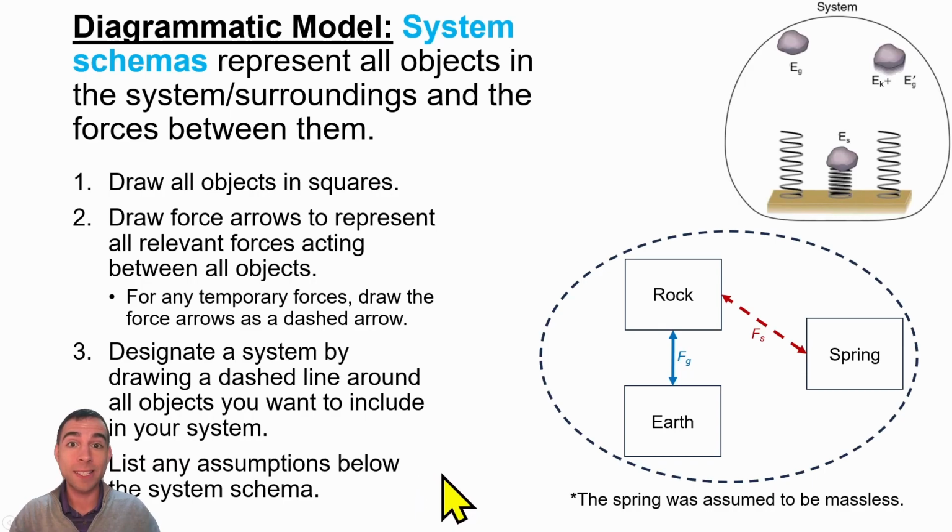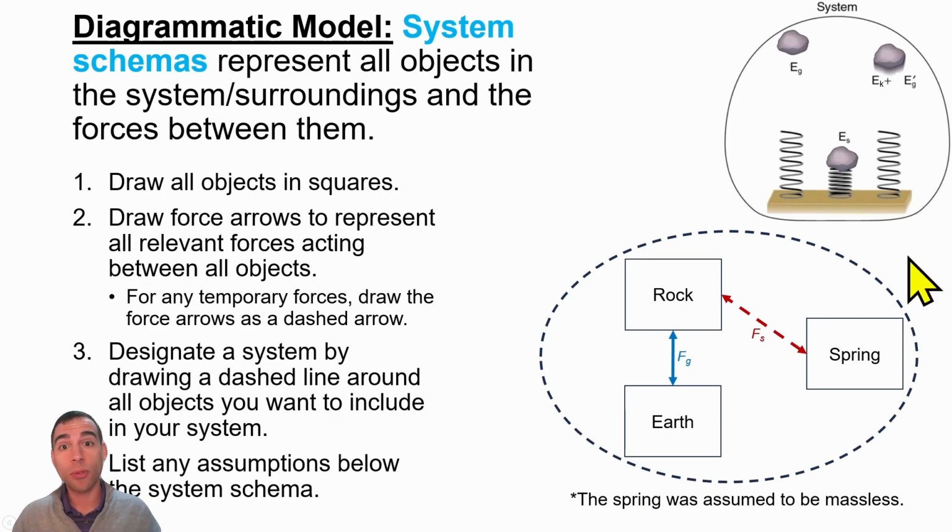Finally, you'll want to list any assumptions that you made when drawing this system schema as a footnote at the bottom of the diagram. For example, I listed that this spring in this situation was assumed to be massless, and that's why there's not a force of gravity acting between Earth and the spring. So any simplifications that you make, you'll want to include as an assumption down at the bottom.